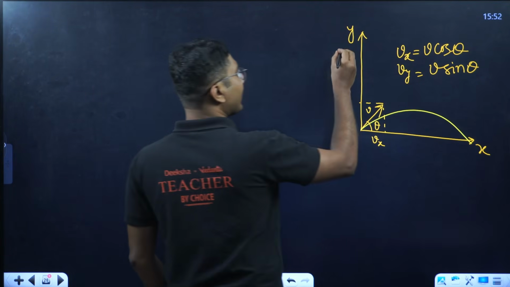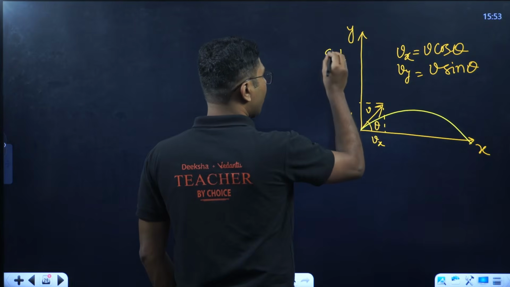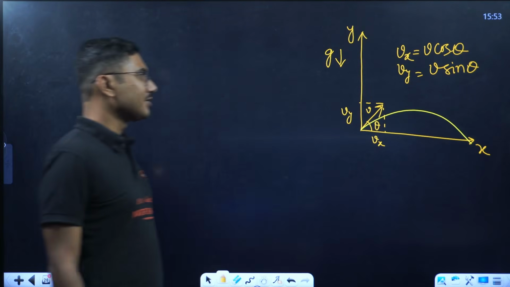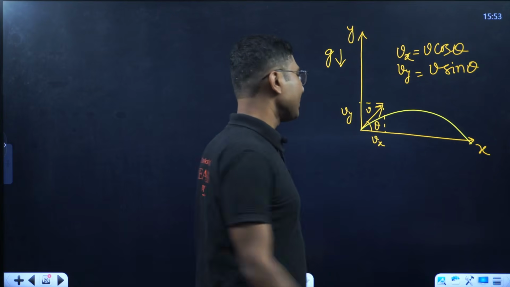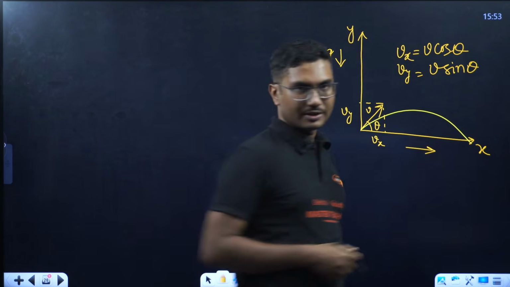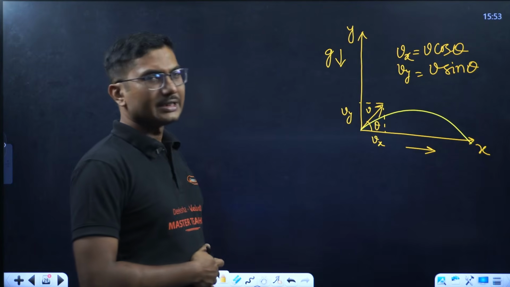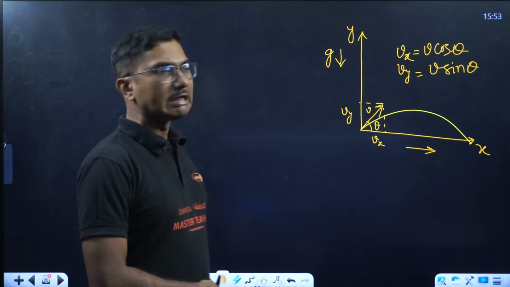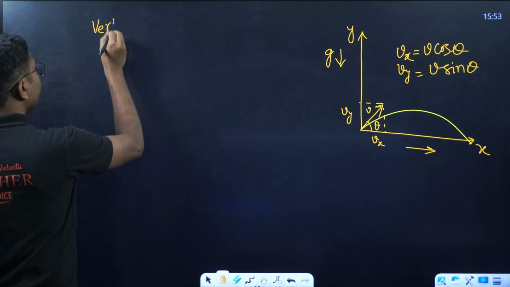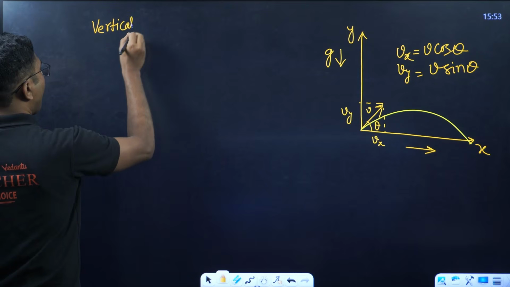Now we know that the gravitational acceleration is only acting along the y direction. Okay, there is no acceleration along x direction, right? Now first step, we will consider only the vertical motion, only the vertical motion.